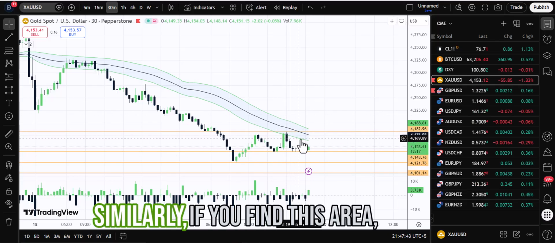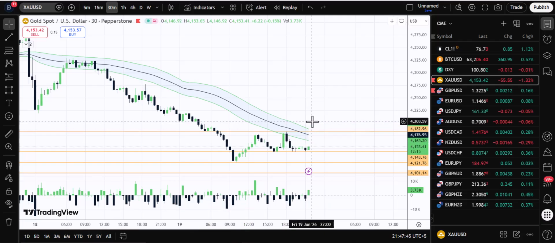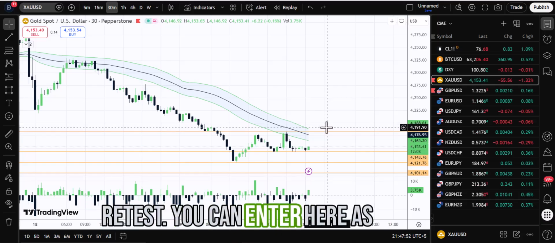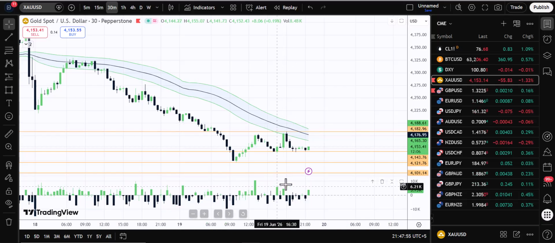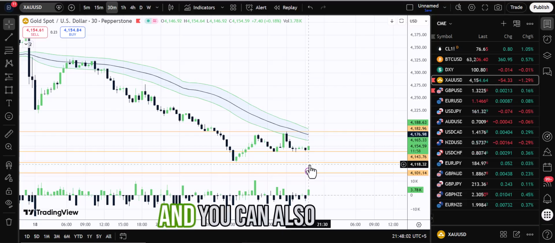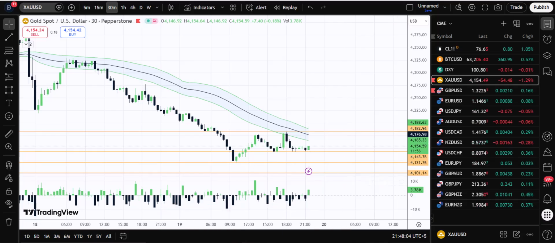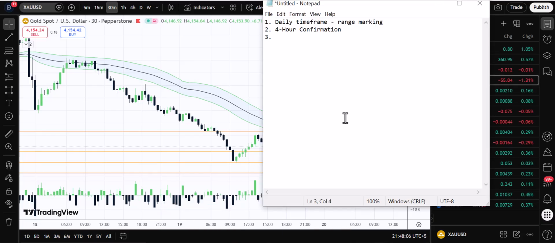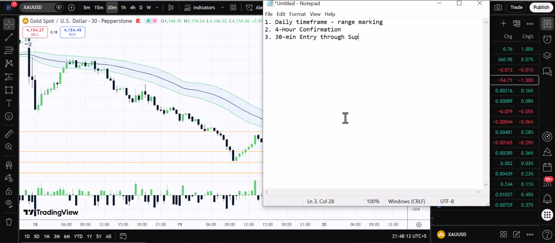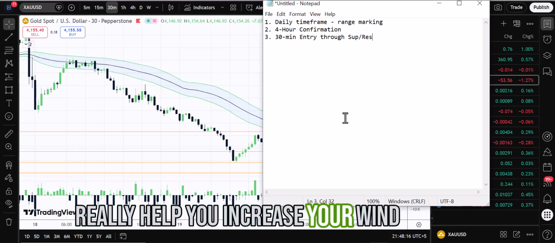Similarly, if you find this area, the price went up to retest. In fact, here is also a retest. You can enter here as well. You can enter here, and you can also enter here. So these are the high probability setups, and they would really help you increase your win rate.